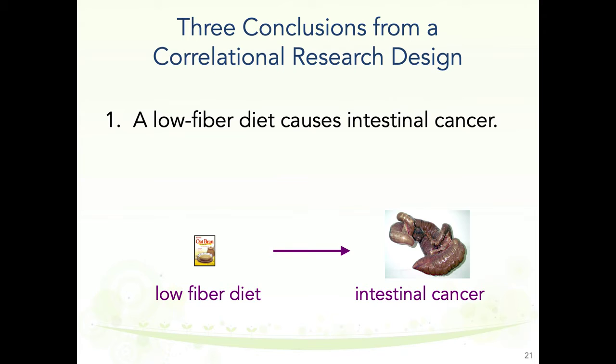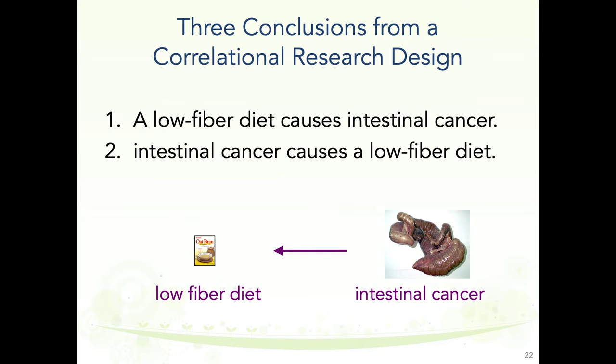The number 1 interpretation is, okay, maybe a low-fiber diet causes intestinal cancer. This fits the data. The second possibility is that intestinal cancer causes a low-fiber diet. That might not make much sense to you, but what if intestinal cancer caused the release of a chemical in the body that decreased craving for nuts and grains or something? Anyway, the point is that the data, the graph I showed you earlier, fit this story perfectly. It's just as strong evidence for this as it was for number 1. The data say there might be a relationship, but you don't know anything about the direction.